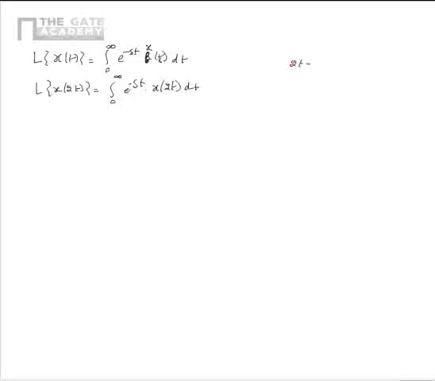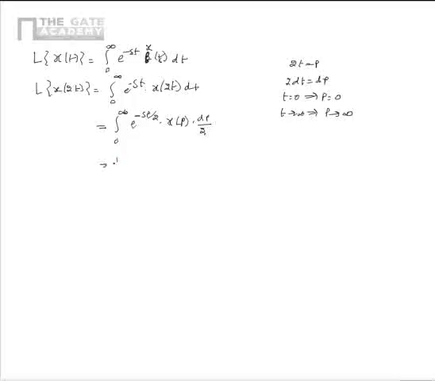Upon substituting 2t is equal to p, we see that 2 dt is equal to dp. Also, at t equal to 0, p would be equal to 0. As t tends to infinity, p also tends to infinity. From this, we can modify the integral as integral 0 to infinity e power minus s p by 2 multiplied by x of p dp by 2.